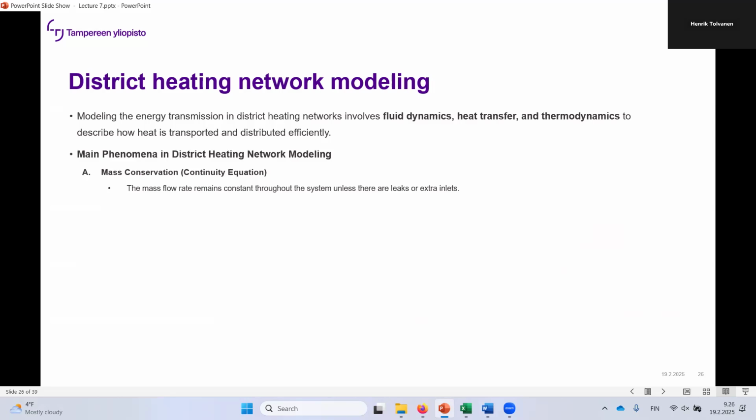So the main equation related to district heating network modeling is the mass conservation. So it's pretty much Kirchhoff's law. Energy or mass doesn't disappear. In the Kirchhoff's law case, you could use current and make, for each node, a balance of these currents.